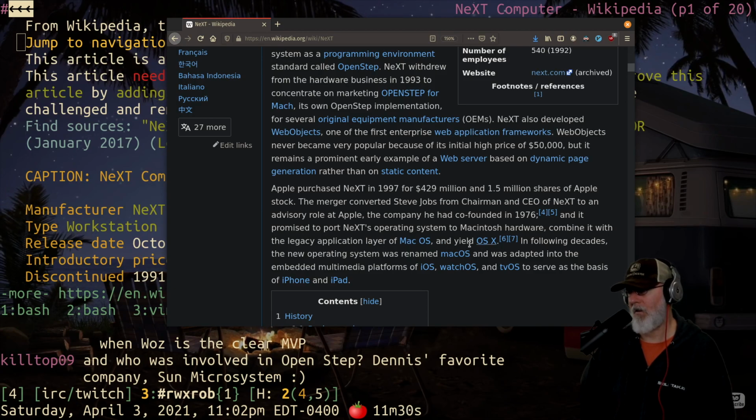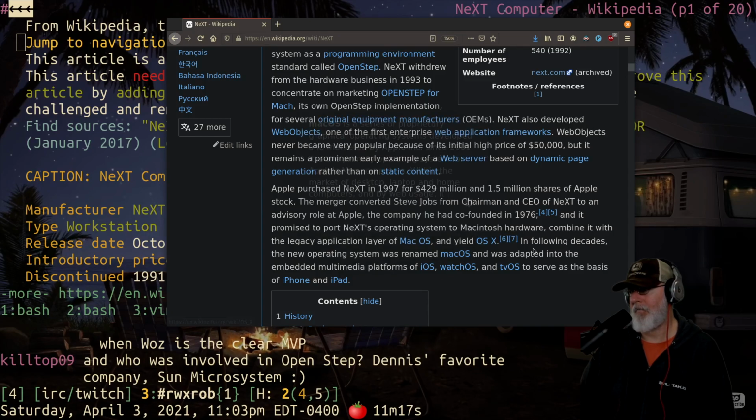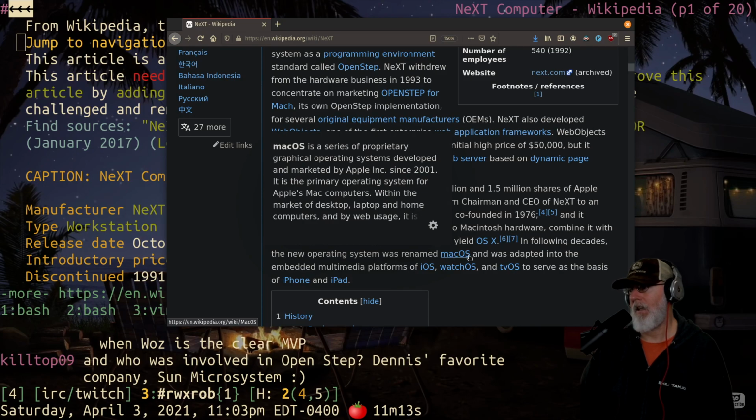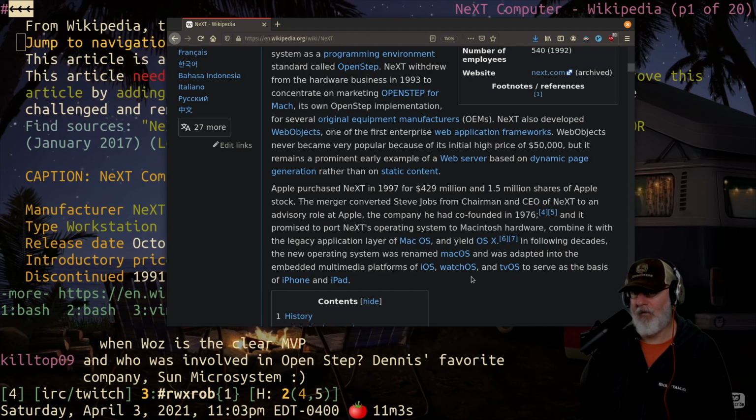Combine the NeXT operating system with Macintosh hardware and the legacy application layer of Mac OS, Cocoa and all that jazz, and yield OS X, Mac OS. In the following decades, the new operating system was named macOS and was adapted into the embedded multimedia platforms iOS, watchOS, and tvOS, none of which provide their hardware source code, all of which are extensions of BSD.